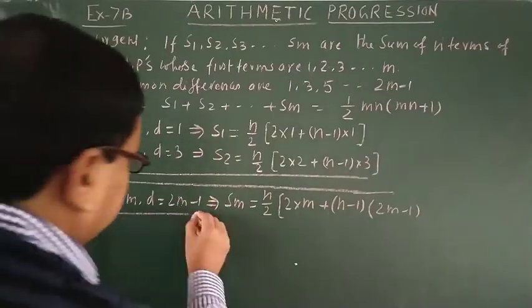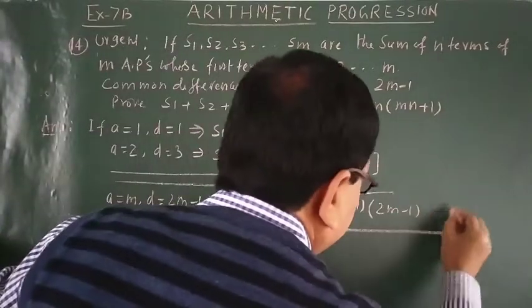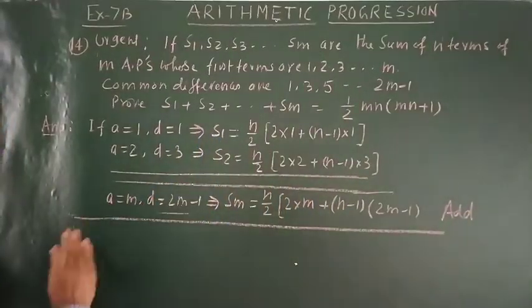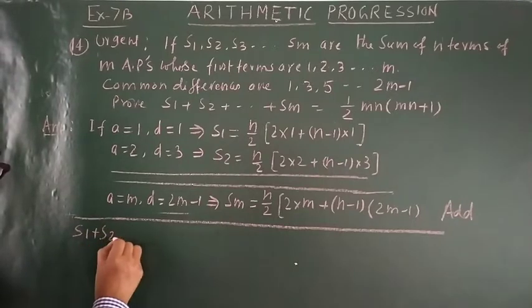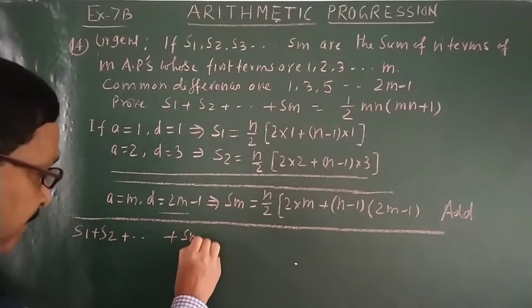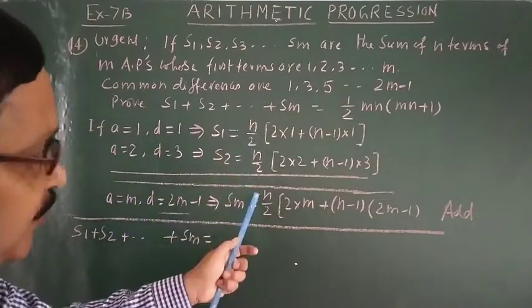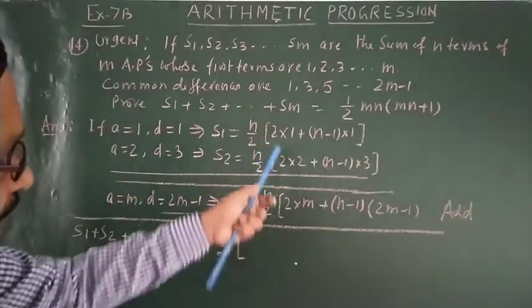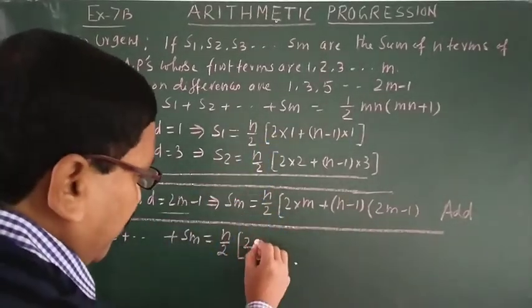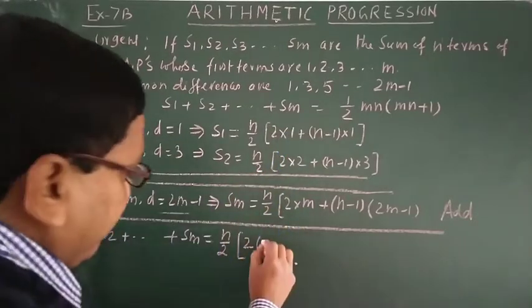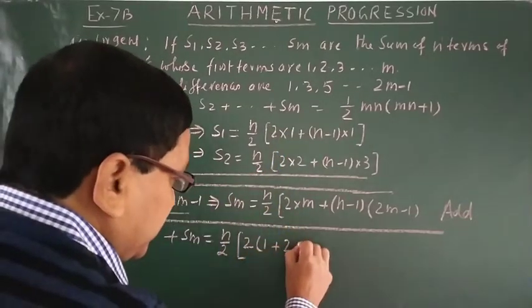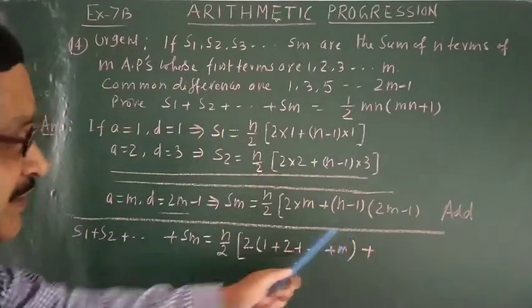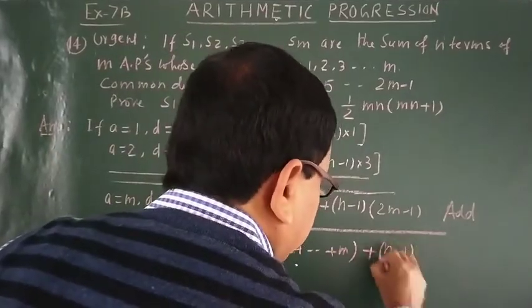So we are going to add these, all from S1 to Sm. So S1 plus S2 plus ... Sm is equal to, see with care, n by 2 is common everywhere. So keep n by 2 common. After that, 2 is common everywhere, so keep 2 common. Then (1 plus 2 plus ... plus m), bracket closed. Plus, then n minus 1 is taken common.